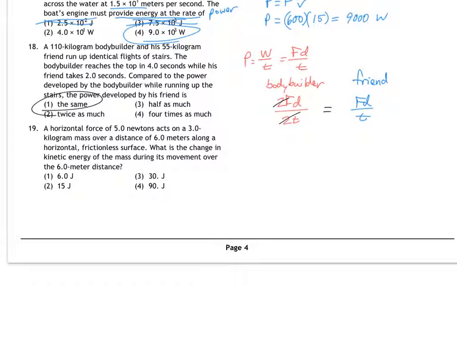So a horizontal force of 5 newtons acts on a 3 kilogram mass over a distance of 6 meters along a horizontal frictionless surface. What is the change in kinetic energy of the mass during its movement over the 6 meter distance? So we all know that work has the ability to change an object's energy, and that could be kinetic energy or potential energy depending on the direction of the object's motion and depending on the direction of the force. In this case, the object is moving horizontally and the force is also horizontal.